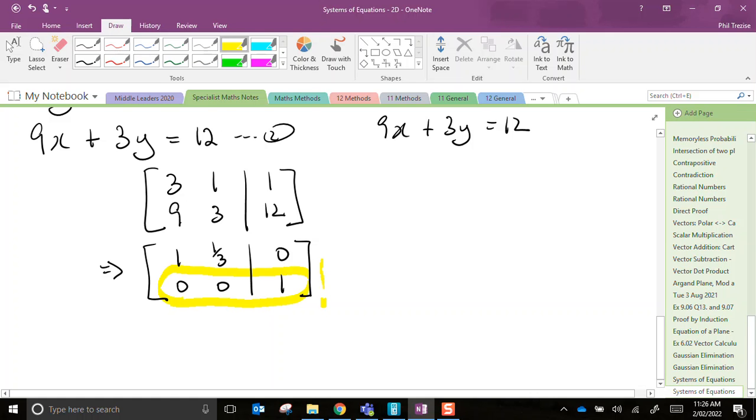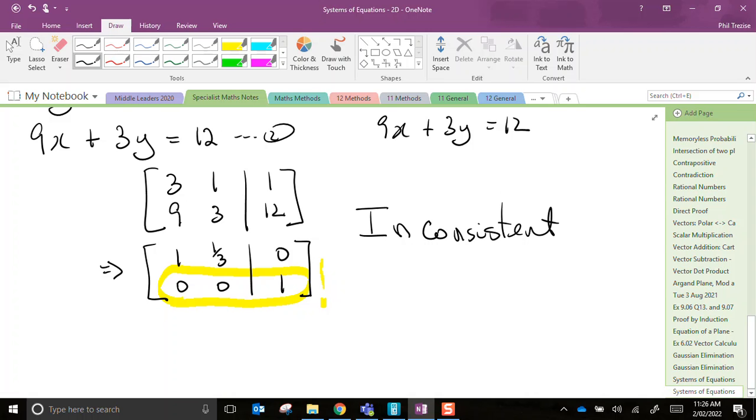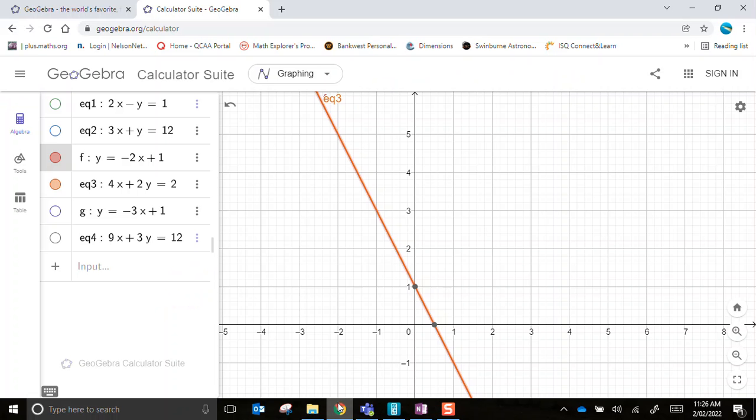This is a huge, huge red flag that these equations are not playing nicely together. These are inconsistent. Okay, the previous two were both consistent because they actually did solve, but this one doesn't solve. Now I'll show you what I mean on the graph.